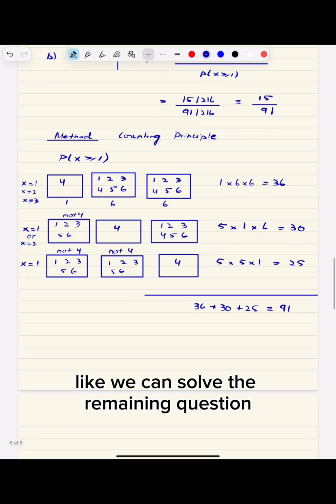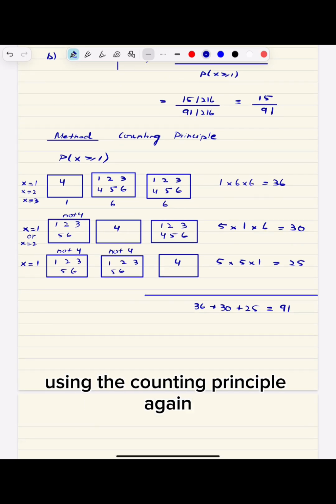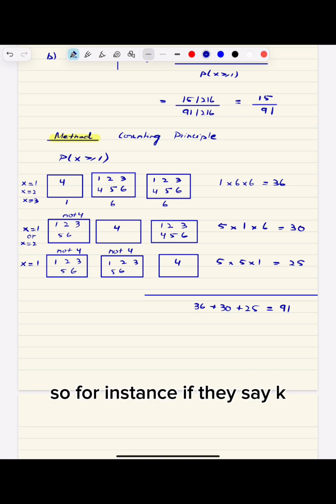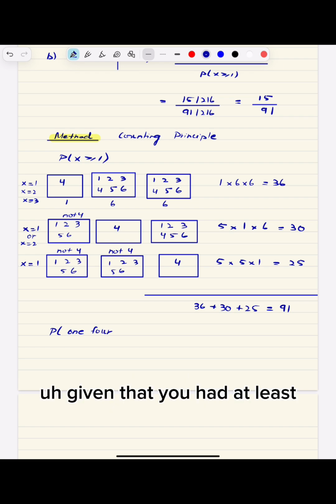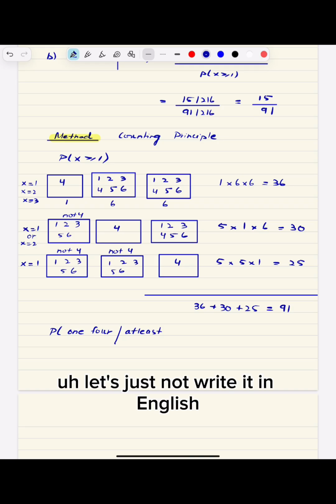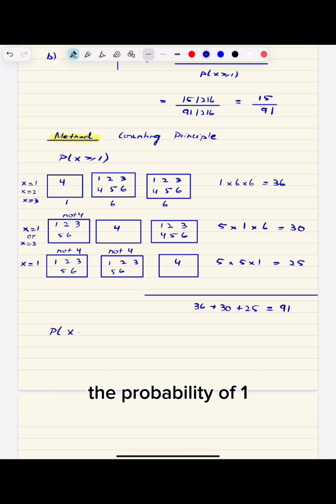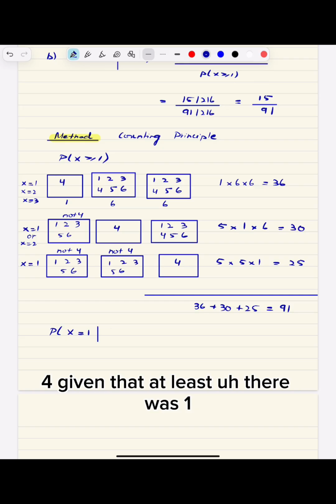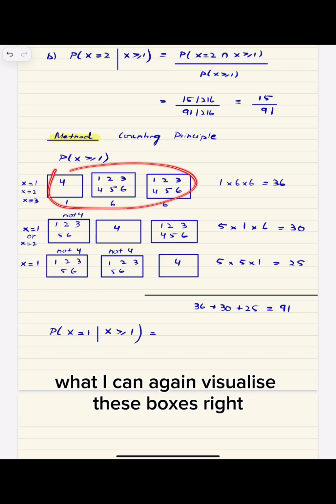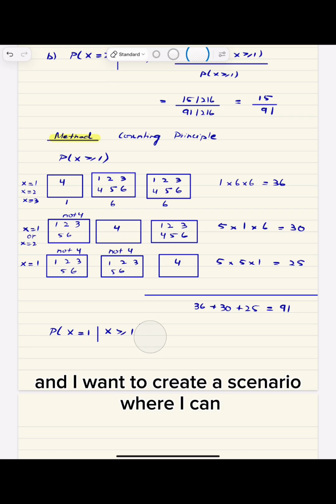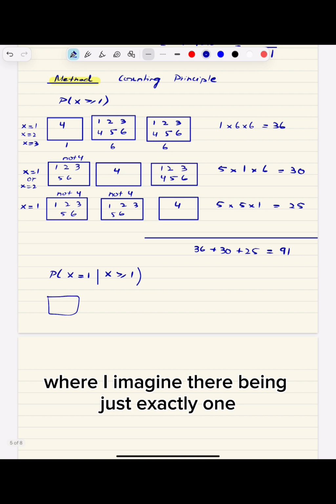So similarly, we can solve the remaining questions using the counting principle again. So for instance, if they ask, what is the probability of getting 1 four given that you had at least one 4? Let's just not write it in English. The probability of 1 four given that there was at least one 4. So in this scenario, I can again visualize these boxes, right?